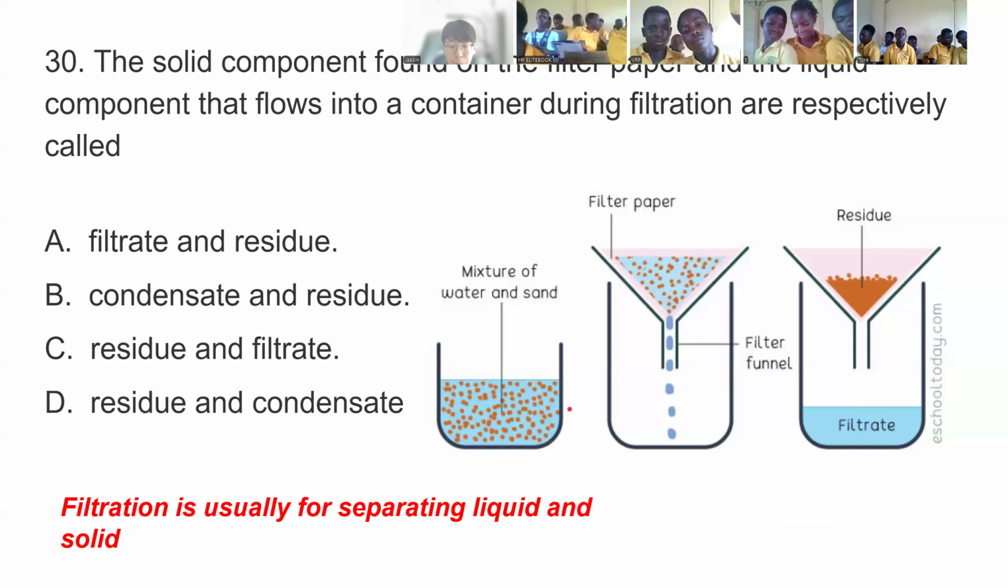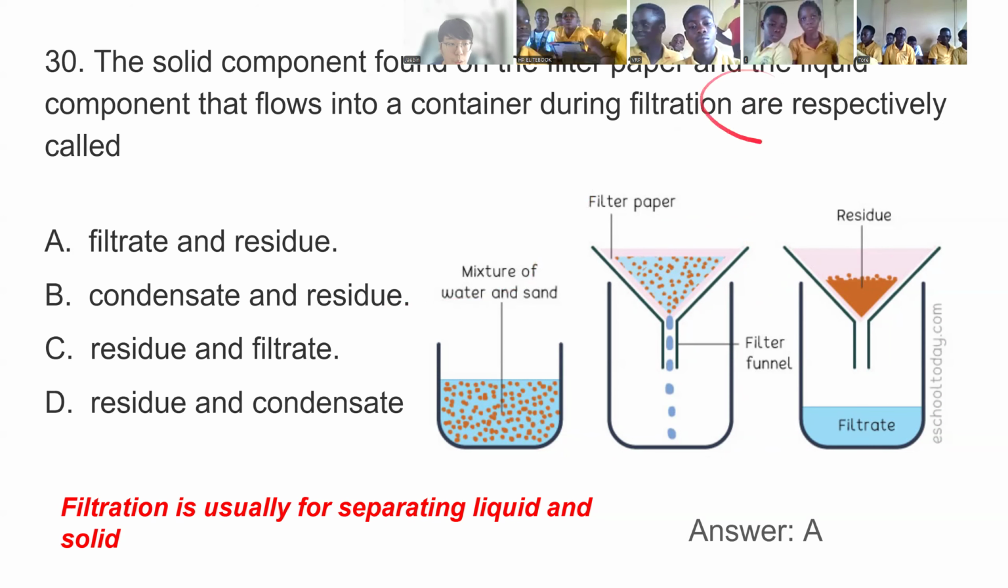So we started from a mixture of liquid and solid. By moving through this filter paper, through this process of filtration, you can see the liquid, which is the filtrate, forming at the bottom, and the solid, called the residue, forming at the top. So the answer is A. It's the liquid, the filtrate, and the component that is still at the top is the residue.